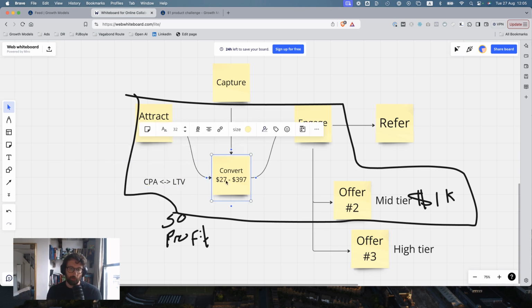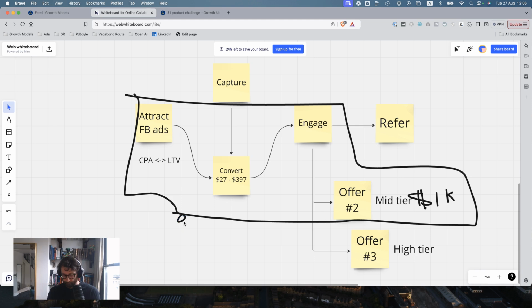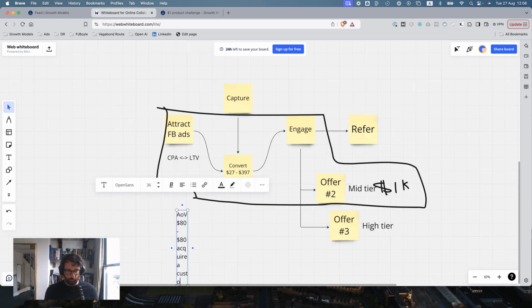Because then this person might have given us $80 here plus $1,000 here. So that means that we can afford to spend more money here to attract that person because we know they're going to spend $1,000 with us, right? So in the first bit where we're looking at average order value, let's just say the average order value is $80. Then we can afford to spend $80 to acquire a customer.